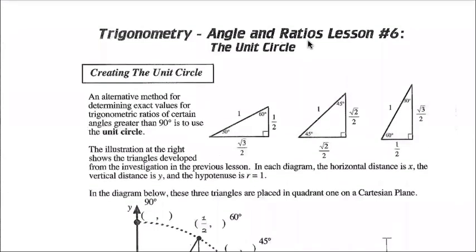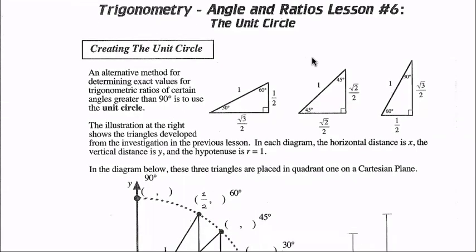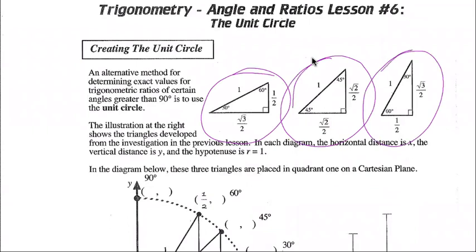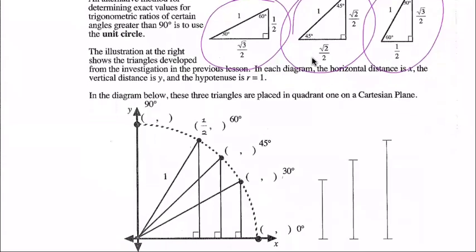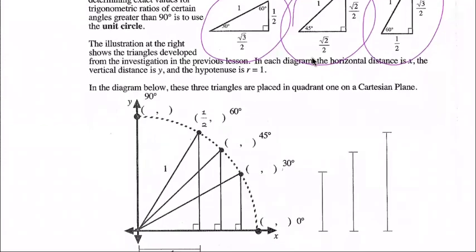Okay, folks, welcome back. Trigonometry, angles and ratios, lesson 6, the unit circle. So now we are going to take these triangles, which we developed our exact value ratios for, and we are going to use all of that information and go all the way around the unit circle. So one full 360-degree turn. Now, we can use the information from these triangles to fill in coordinate points on a unit circle.